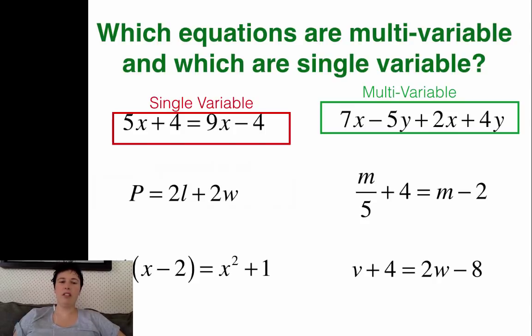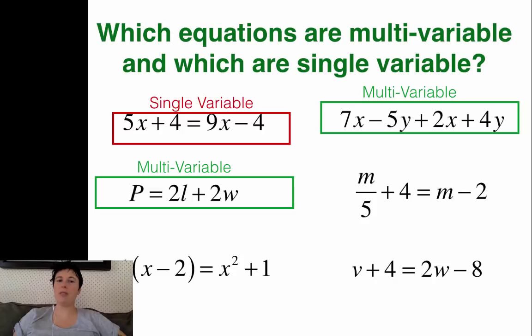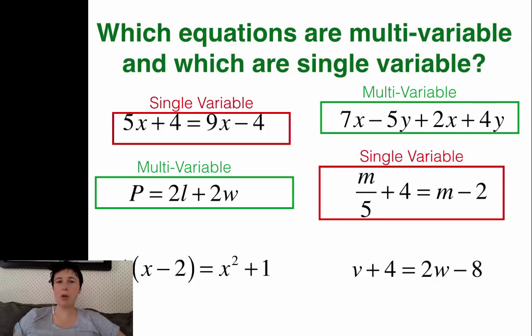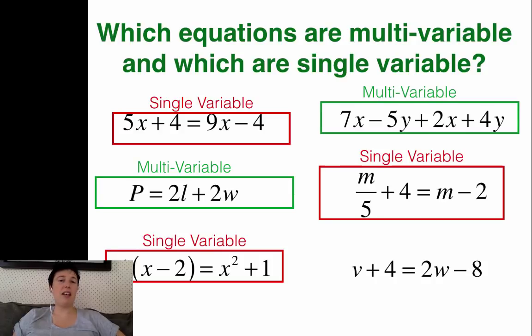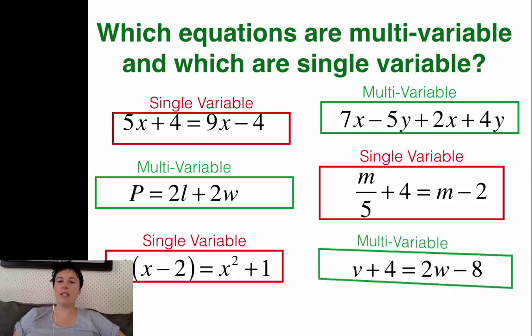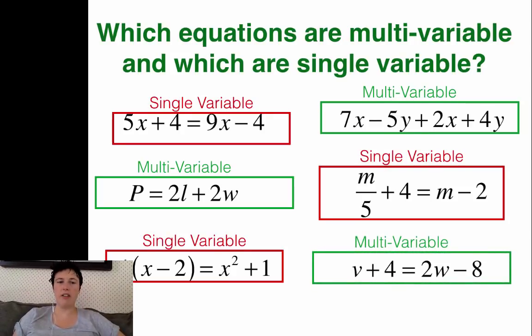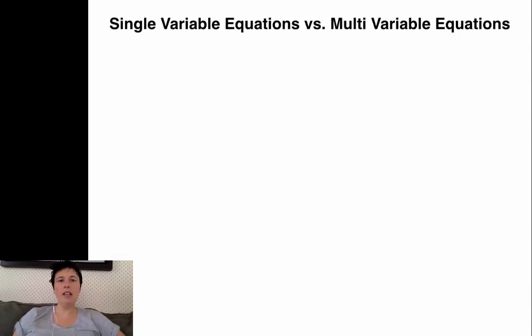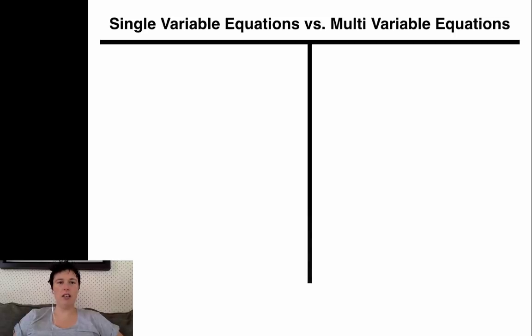The third one looks like it stands for perimeter. Perimeter is 2 lengths plus 2 widths. Totally multivariable. Also a literal equation because P stands for perimeter, L for length, W for width. The fourth one only has m's, so it's single variable. The next one is also single variable. I know you see that x to the second power, but it's still an x. There's only x's. There's only one variable. And then the last one's multi. There's a v and there's a w, so multivariable. So I hope you were, just like me, able to identify each equation and see which ones would be single versus multi.